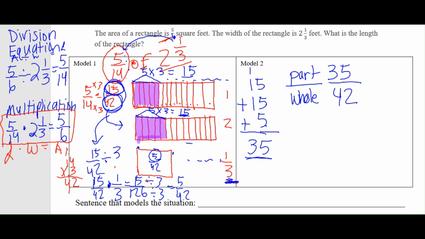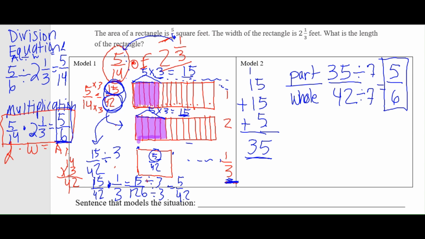And then when I simplify that, so I have 35 is the part out of the whole, which is 42. So I should have had 42 whole boxes here. But I remember we multiply by 3, so we don't have to write 42 whole boxes. So I'm going to simplify this. These are both divisible by 7. 35 divided by 7 is 5, and 42 divided by 7 is 6. So this is what the model is showing, which is consistent with this division right here. I mean, it's multiplication, 5/6.